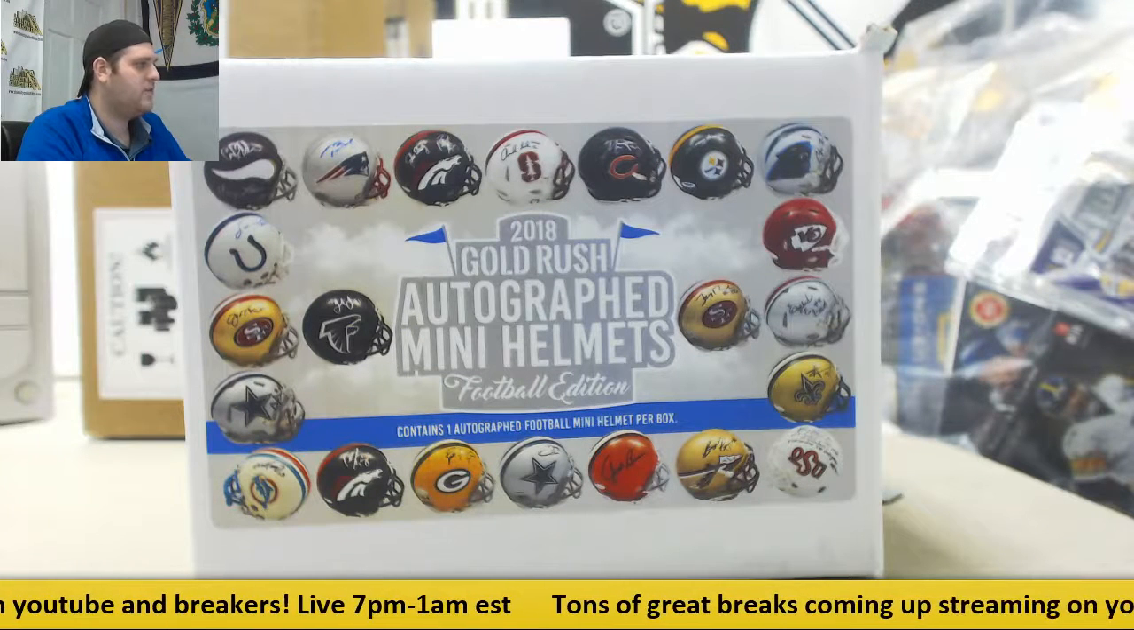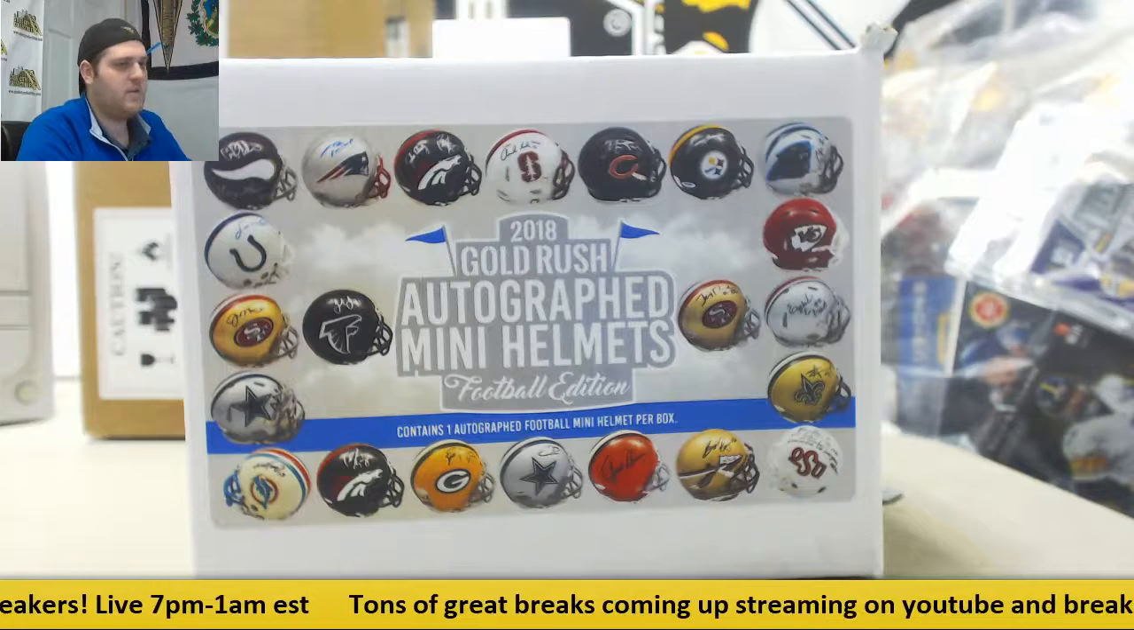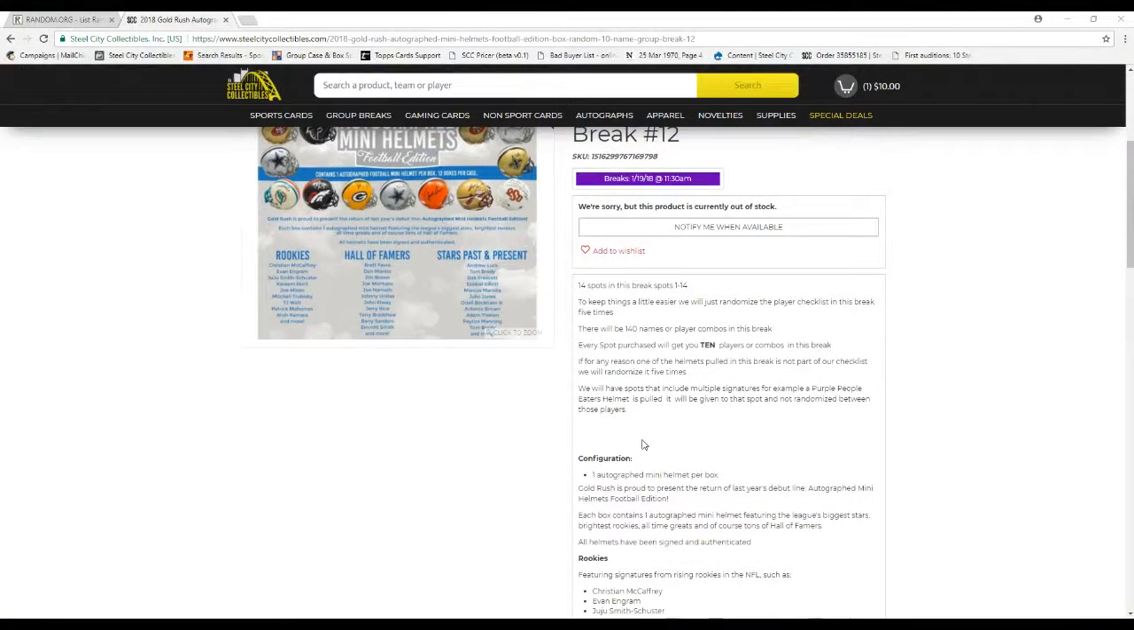We're about to do our 2018 Gold Rush Autograph Mini Helmet Football Edition, a random 10-name group break. Number 12, 14 spots this break, slots on their 14. To keep things a little easier, I'm just going to randomize the player checklist in this break. There will be 140 names or combos in this break. Each spot purchase gets you 10 players or combos in this break.